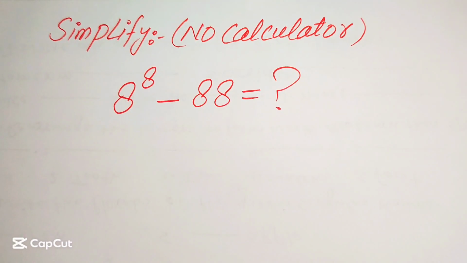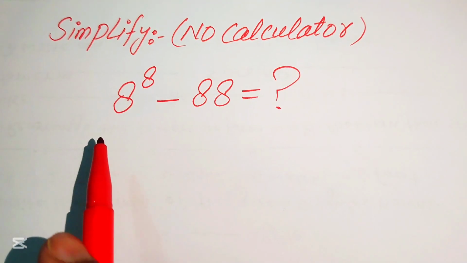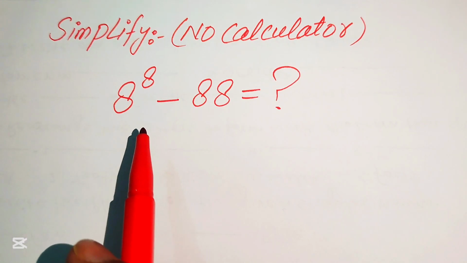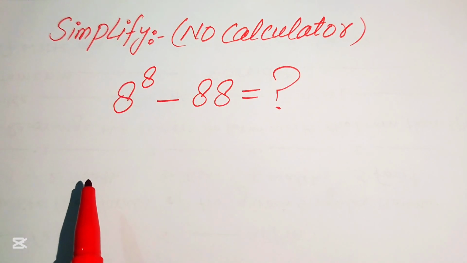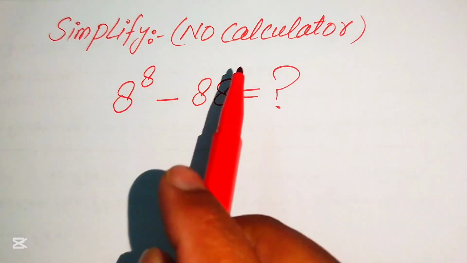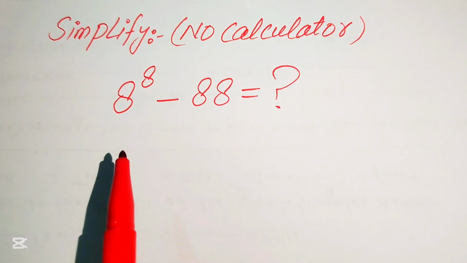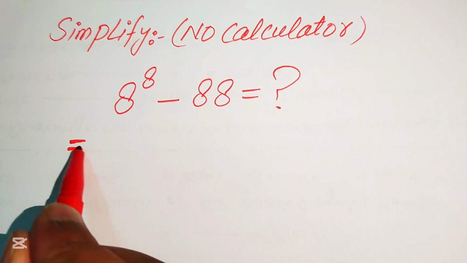Hello everyone, how to simplify this nice algebraic expression. If we have 8 to the power of 8 minus 88, we write this algebraic expression into the simplified form. But here calculator is not allowed in this problem. We will show all of the working here on this paper.